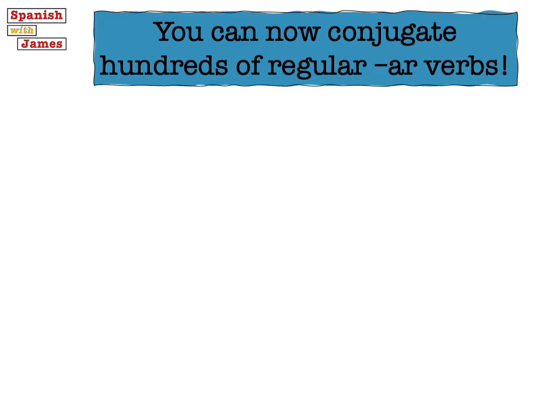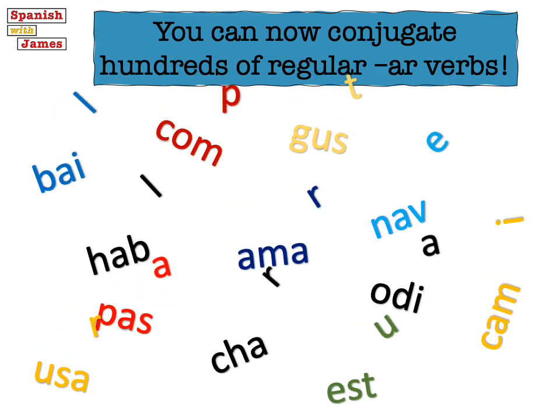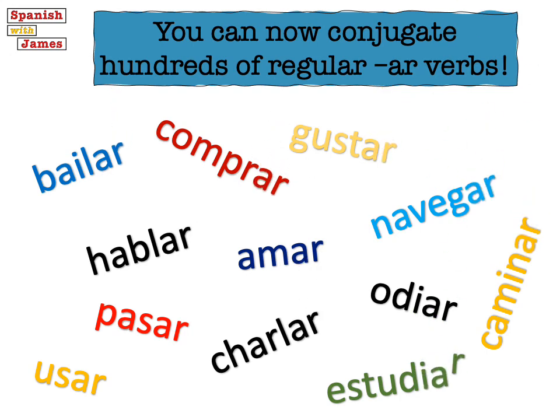If you've learnt those, that now means that you can conjugate hundreds of regular AR verbs. Here are just some examples. So the same as with bailar, all you have to do is take off the AR off of the infinitive at each of these verbs and add any of those 6 endings, and you're communicating in the present tense in Spanish.